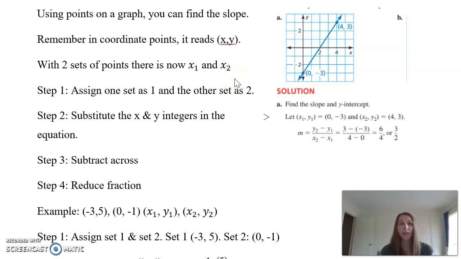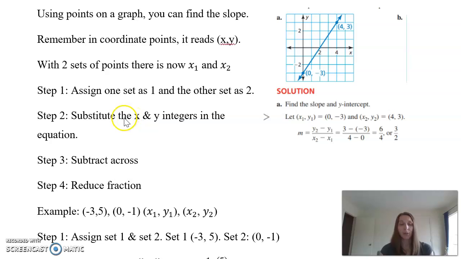So we have 4 steps to complete this equation. Our first one is to assign one set as set 1 and the other set as set 2. So here we have the coordinate points 0, -3 and 4, 3. So our first step is to assign a set. Here in the example, our x1 and y1 is 0, -3. So they have assigned this as set 1 and this as set 2.